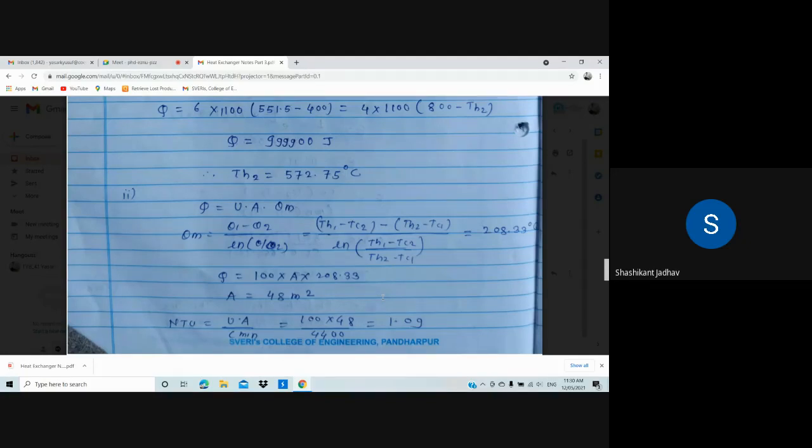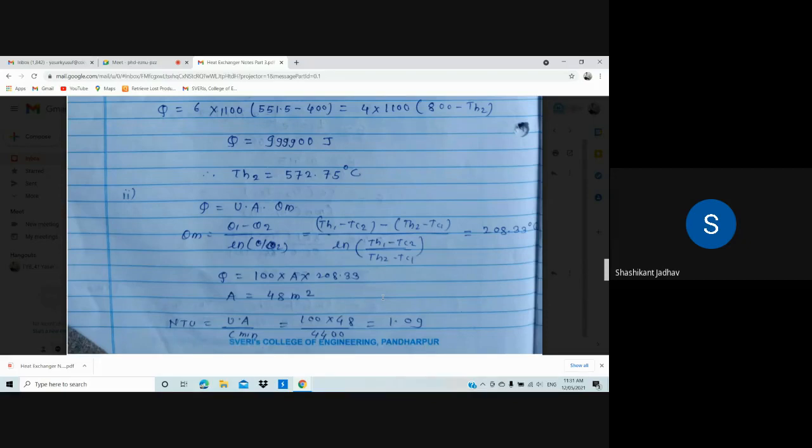First of all, we have to calculate CH and CC, capital CH and capital CC. Capital CH is nothing but m dot H into CPH, and capital CC is nothing but m dot C into CPC. So m dot C into CPC, 6 into 1100, that is 6600. This is the value of CC, and what is the value of CH? By the multiplication of 4 into 1100, we get the answer for CH, and that is 4400. So by comparing these two, CC and CH, which value is minimum? CH value is minimum. So we have to take the minimum value of the heat capacity, that is CH.